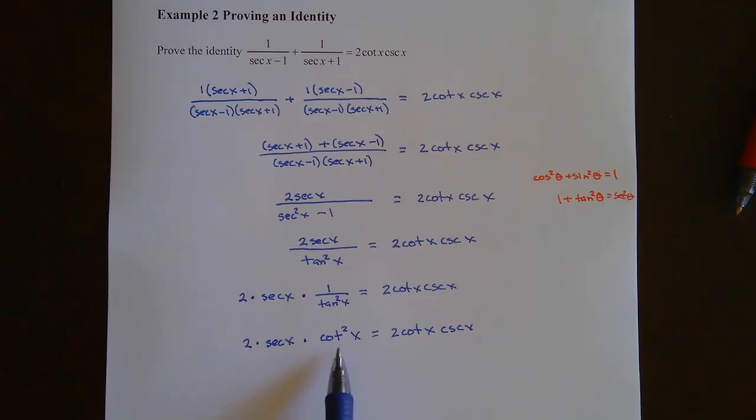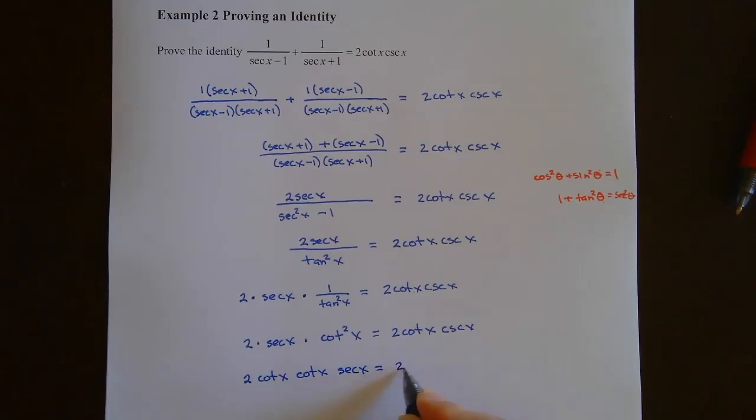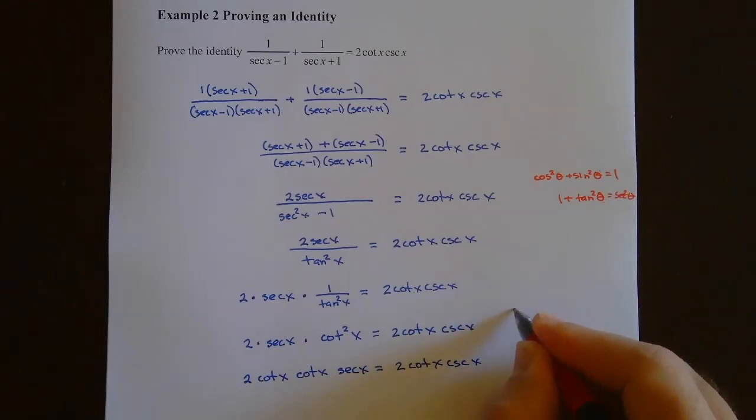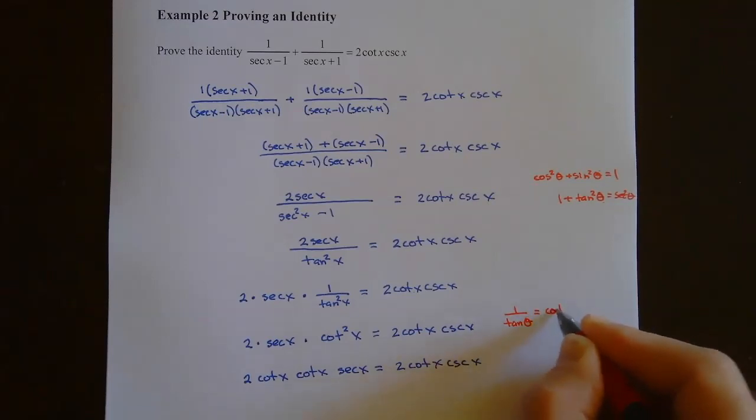So cotangent x. Now I have my 2, and I want one of these. Now I don't want cotangent squared. So I'm going to write this as 2 times cotangent x, and I need another cotangent x, right? So times cotangent x times secant x is equal to 2 cotangent x cosecant x. And you know what? I should have said this: to go from here to here, I use the fact that 1 over tan theta is equivalent to cotangent theta.